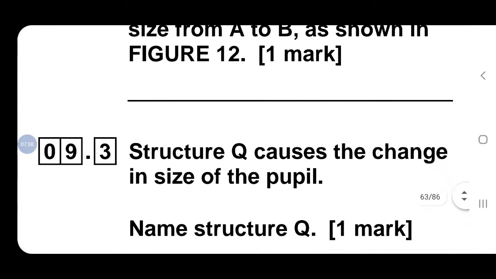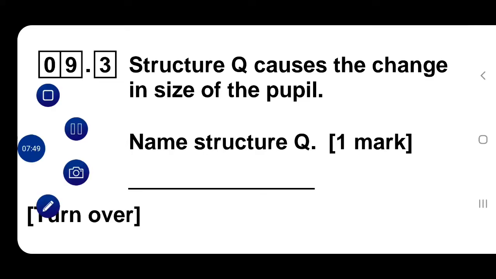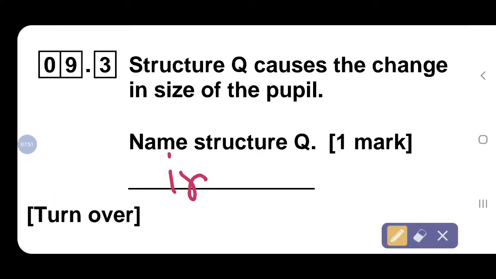All right, next one. Iris structure Q causes the change in size of the pupil. So name structure Q. I already told you this is the iris. All right, so easy, just right here.